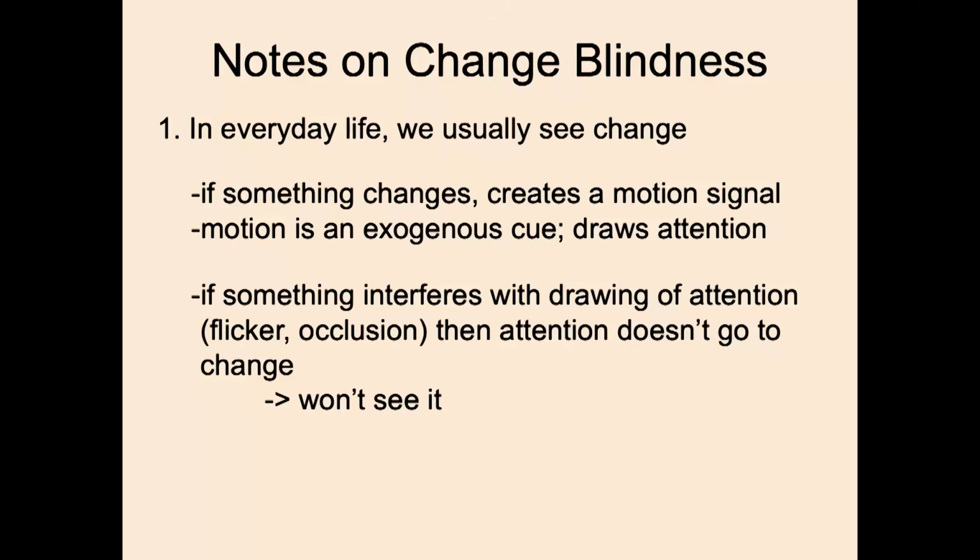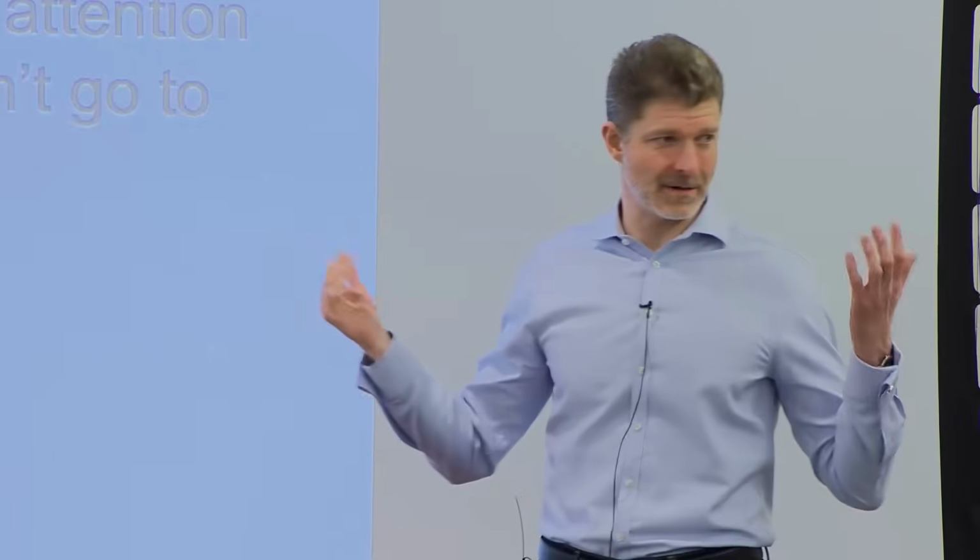So if something interferes with the drawing of attention, then attention doesn't go to the change and you won't see it. In those examples where the images were alternating back and forth, like the one with the plane engine missing, we waited a little while and a bunch of people hadn't seen it. Then I point to the engine, and of course everybody sees it, because that draws your attention to the thing.